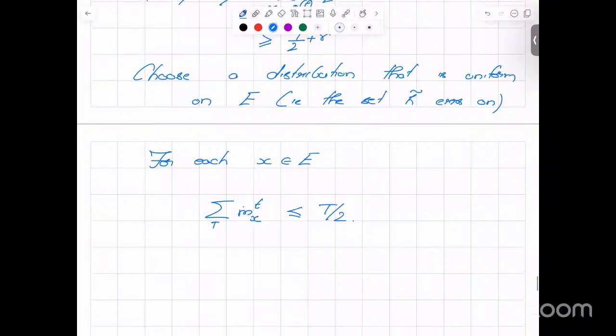Since E is defined as the set of H such that H tilde is not equal to C of X, which means that at least the majority of them should have got it wrong. Therefore, the number of correct ones should be at most T by 2 for each of these X's.